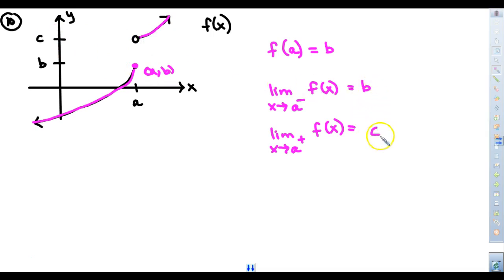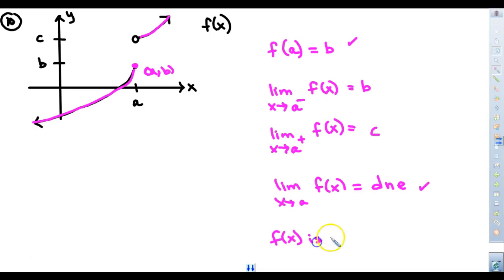Well, these numbers are not the same. Remember, your limit from the left must equal your limit from the right. They don't. Therefore, your limit does not exist at a. Okay? And because your limit does not exist at a and f of a equals b, these two things are different right here. That means that f of x is not continuous at x equals a.